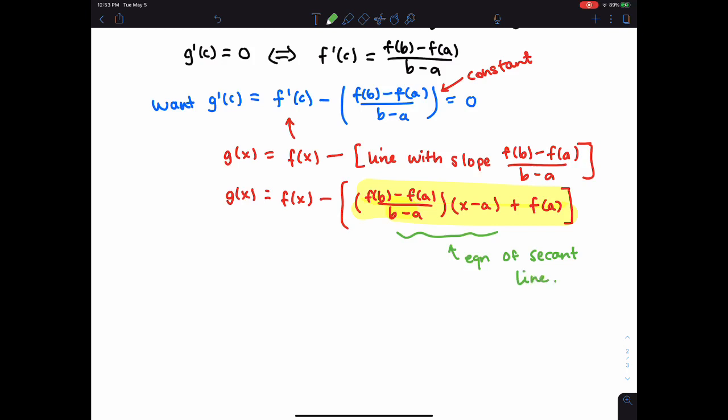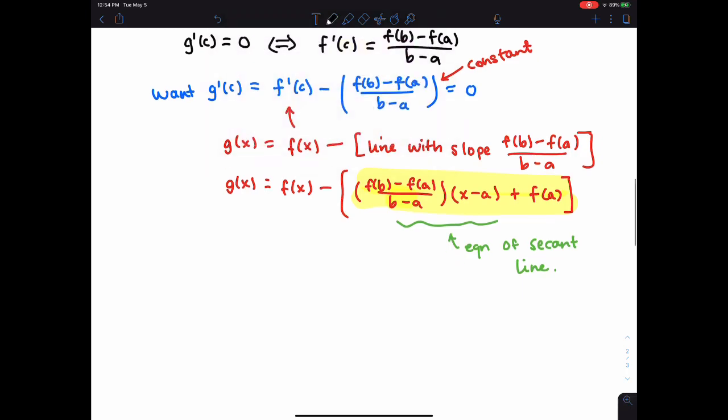And our claim is that this new function g that we've defined is going to meet the conditions of Rolle's theorem. And once we've shown that it does, we get the fact that g prime of c has to be 0, but we've cleverly defined our g so that when g prime is 0, that really means that f prime has the same value as the secant slope. So that will be our proof.